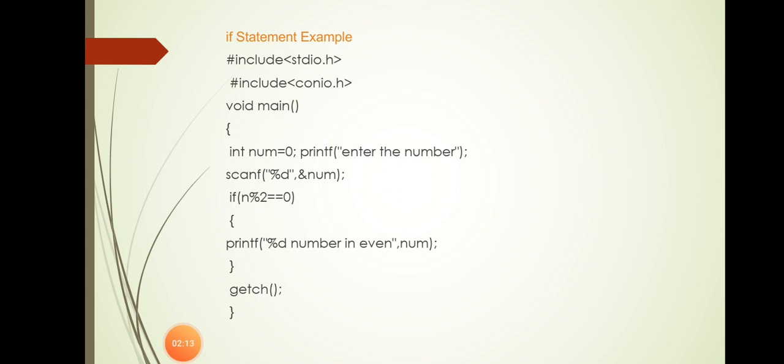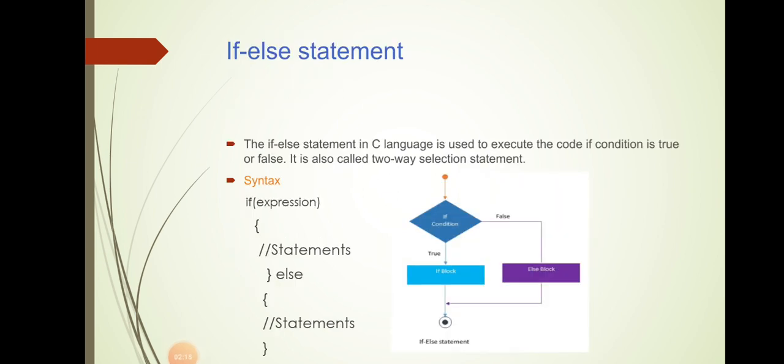Now we see the next, the if else statement. How does the if else statement work? The if else statement in C language is used to execute code if the condition is true or false. It is also called a two-way selection statement. Now see the syntax of the if else statement.